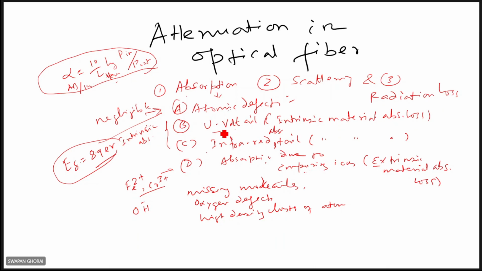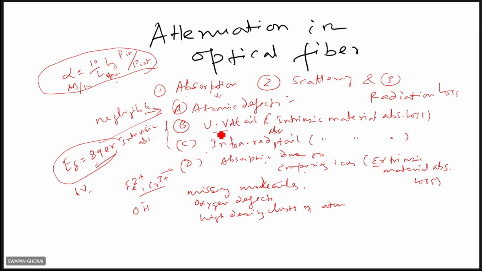In the ultraviolet, the photon energy is h nu. If the frequency is very high, not in the infrared but in the ultraviolet region, then the energy will be very high. Because of this high photon energy, the electron can be excited from the valence band to the conduction band, and that will cause the loss. That is the reason for the UV tail.